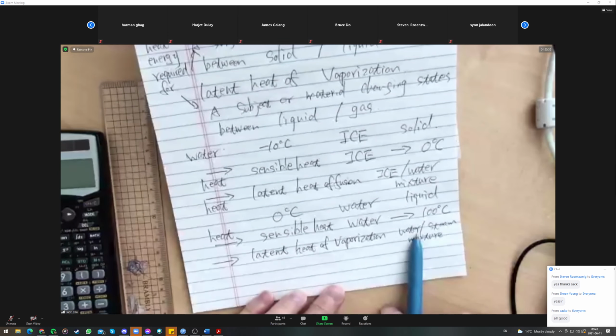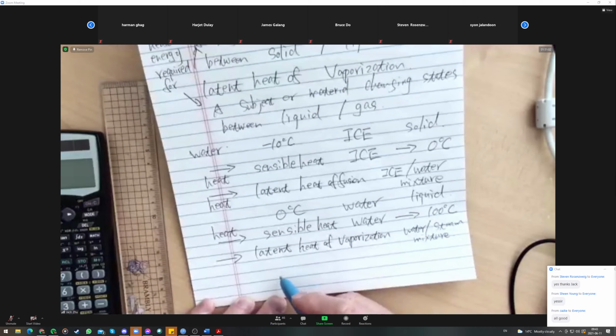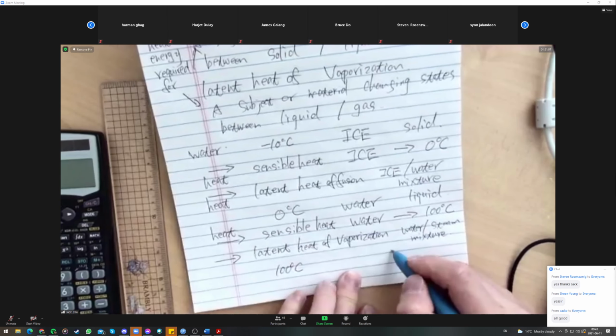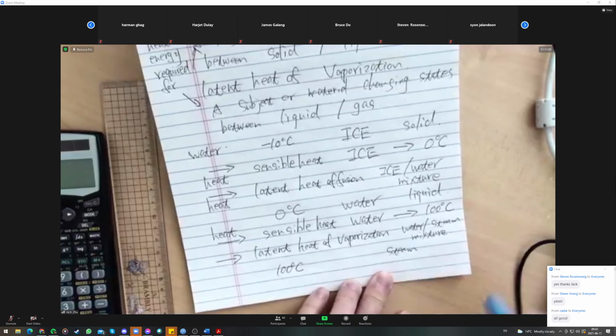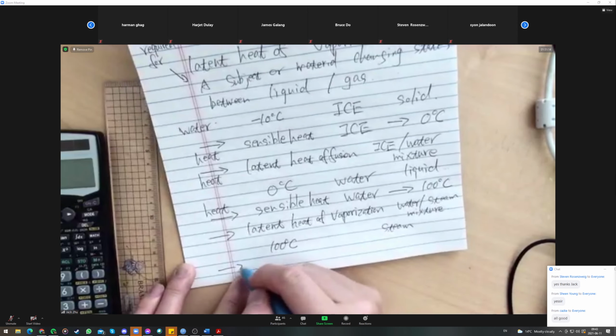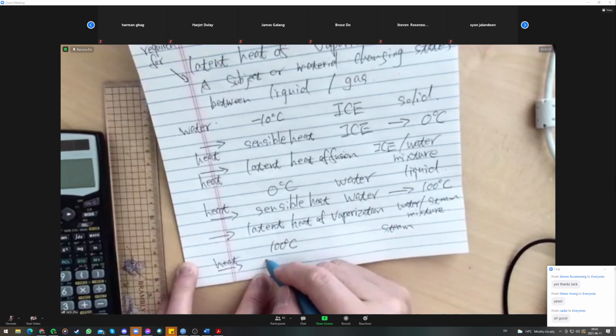Until the last drop of water becomes steam, then you will have 100 degree steam. Then you can put more heat in there. This time it becomes sensible heat again. You can heat this steam to a high temperature, let's say 110 degrees.